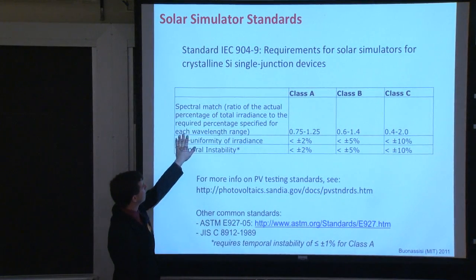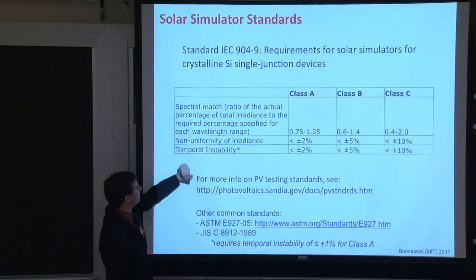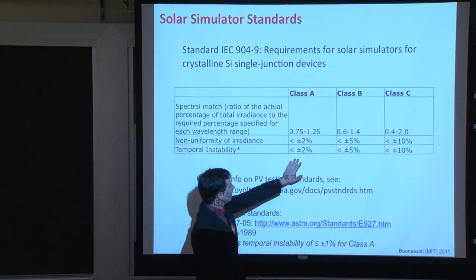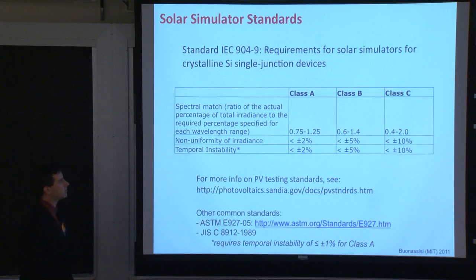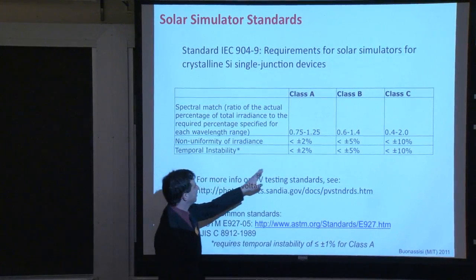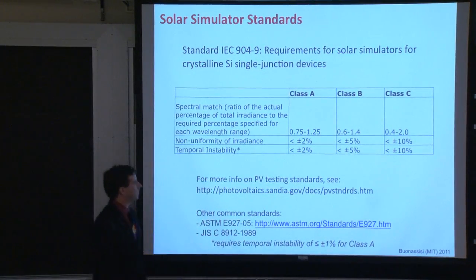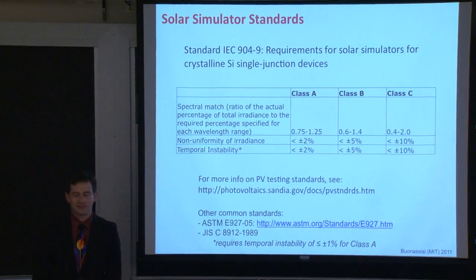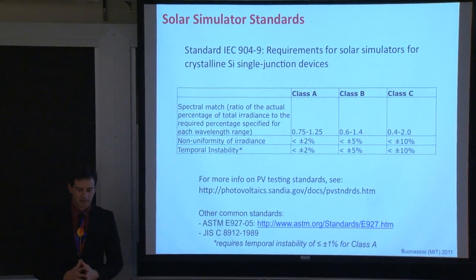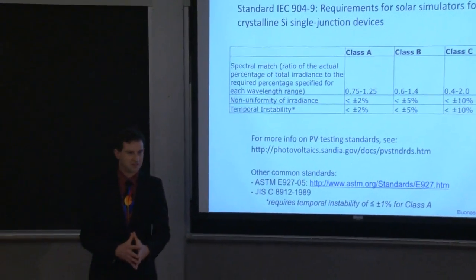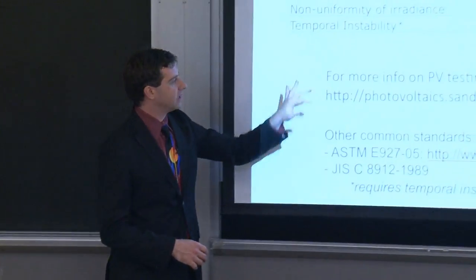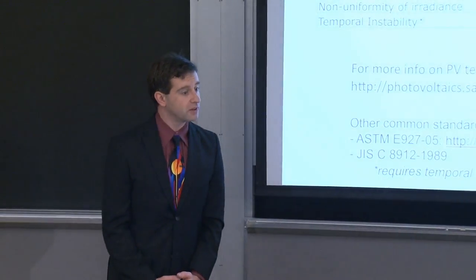We have the spectral match, or spectral fidelity. We have the non-uniformity and the temporal instability. Class A solar simulators have relatively tight specs, but you'll still notice here that the non-uniformity of the irradiance, plus or minus 2%, and the temporal instability, plus or minus 2%, this is where you start to see some of those error bars on the record efficiency measurements, right? So if a laboratory has a very good handle on its standardized or reference solar simulator, it will be able to calculate these effects and estimate what their impact is on the actual solar cell efficiency measurement.